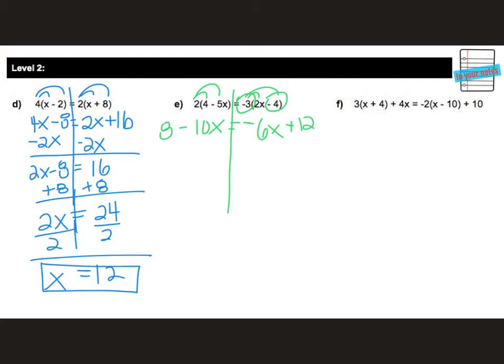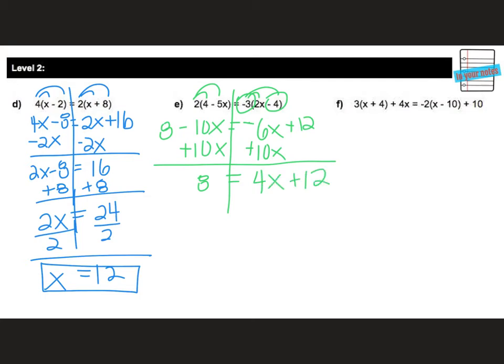Now we ask, is negative 10x or negative 6x our smaller value? And in this case, negative 10x is. So let's go ahead and add 10x. We'll do the opposite to get rid of it. So on the left, we're left with 8. On the right, negative 6 get 10 bigger, leaves us with 4x plus 12.